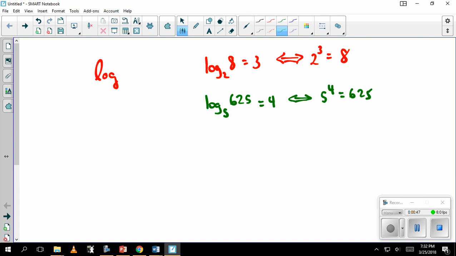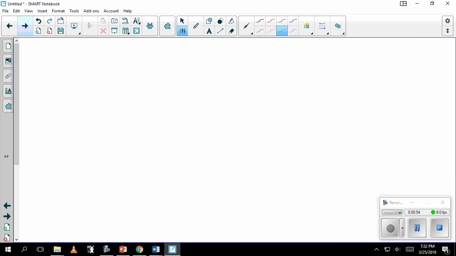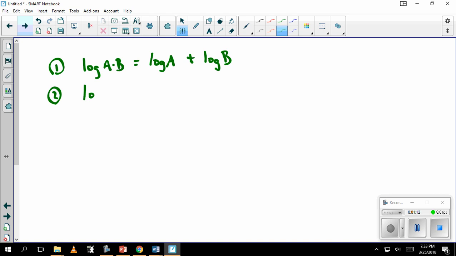But even without doing that magic right there, we can learn just a couple of rules of logs and apply them to what we're going to do in statistics. So the first rule that we have is that the log of A times B is the log of A plus the log of B. The second rule is that the log of A over B is the log of A minus the log of B. So you don't want to get tripped up with those operations right there.